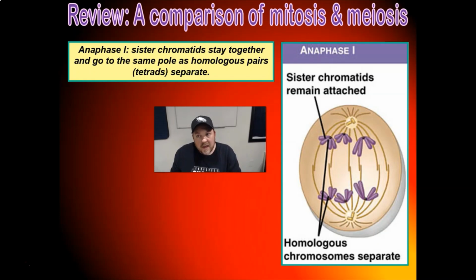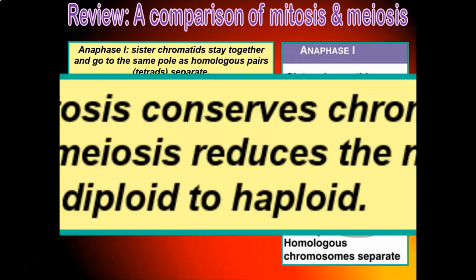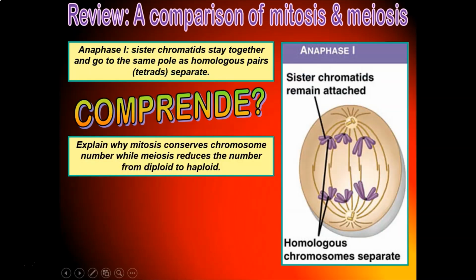And that's why you're still going to have 23 by the time you're done with meiosis 1. That's how you get a haploid, because you took 23 and went this way and 23 and went this way. A lot of kids don't understand why at the end of meiosis 1, you're haploid. You're not usable yet as a sex cell, but technically you only have 23 chromosomes. Okay, and that's because in anaphase 1, you separated the homologous pairs from each other. Okay, so comprende. Explain why mitosis conserves chromosome number while meiosis reduces the number from diploid to haploid.